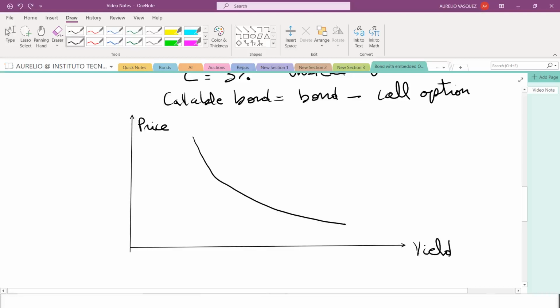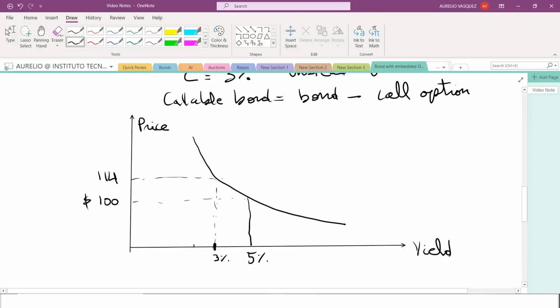Now let's see that problem of the callable bond in a graph. So we know that the bond was issued at a yield of 5%, and at that yield, the price was 100. Now, if the yield goes down, let's say to 3%, then the bond is going to have a certain price, like 114. It would be in year 7 that the yield goes from 5% to 3%. So in that case, the price would go to 114.